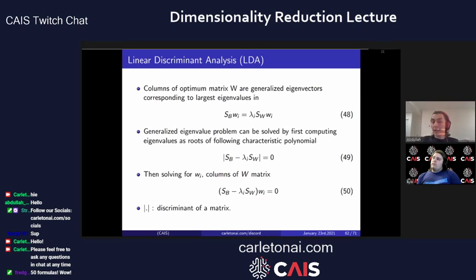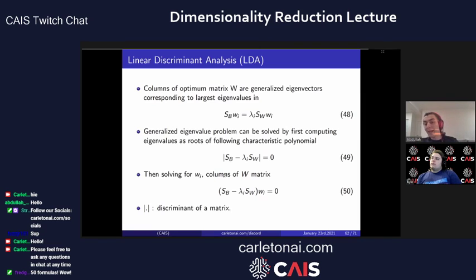So the generalized eigenvalue problem can be solved by first computing the eigenvalues, which are roots of the following characteristic polynomial. So you take this matrix, subtract lambda times I, and you have this characteristic polynomial. You have to find its roots, and these are going to be the eigenvalues that are going to be used to solve the generalized eigenvalue problem.